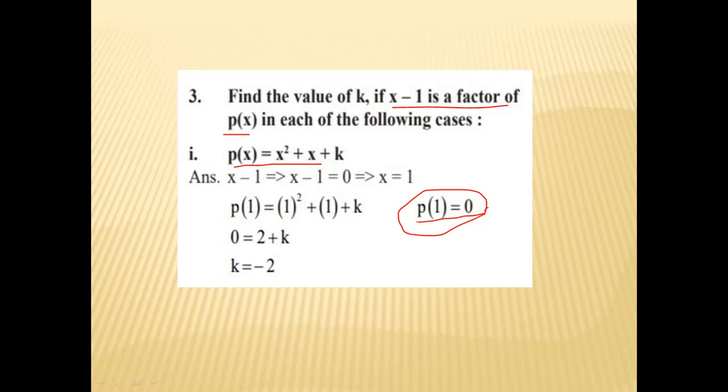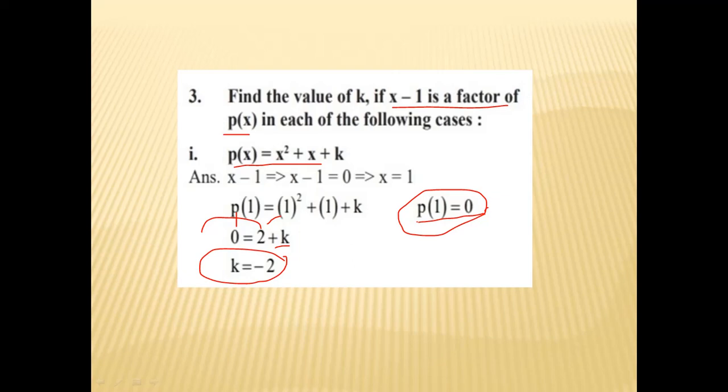We substitute the value of x is 1 in the above equation. First find p of 1. p of 1 is equal to 1 square plus 1 plus k. p of 1 is 0. We substitute the value, so we get 0 is equal to 1 plus 1 is 2, 2 plus k. k is equal to plus 2, shifted to the left side we get minus 2. Therefore, the value of k is minus 2.